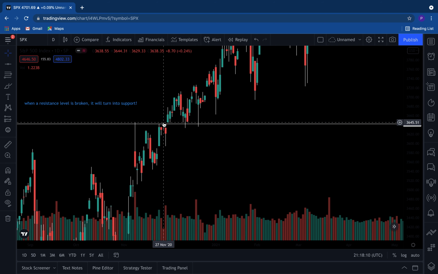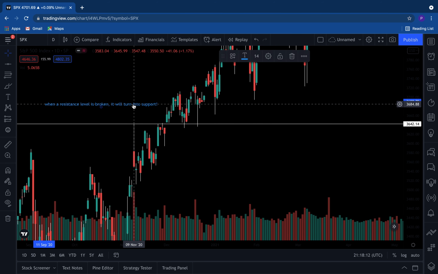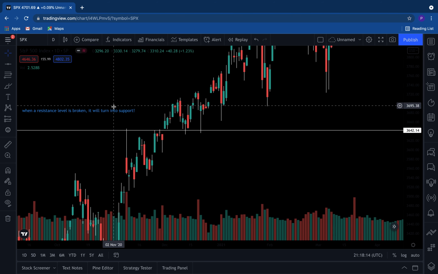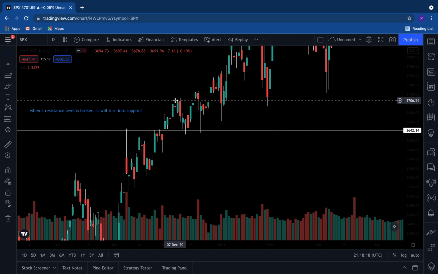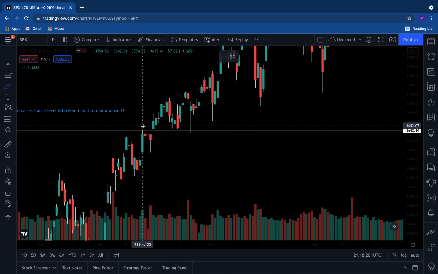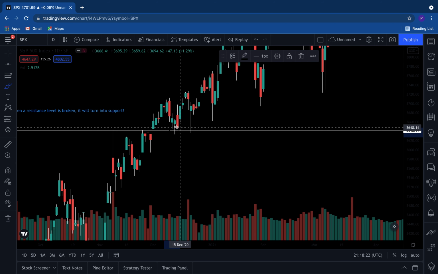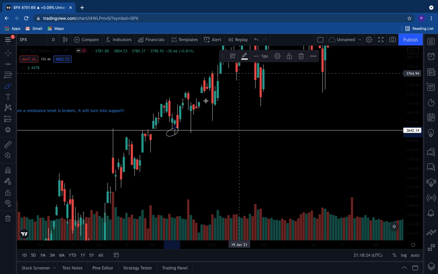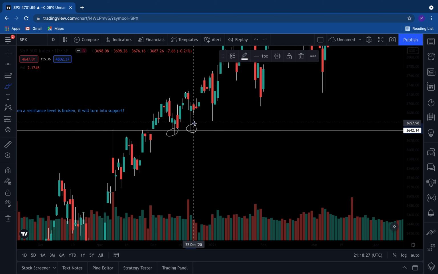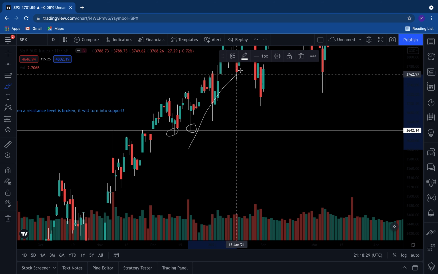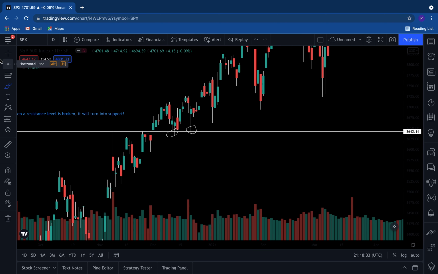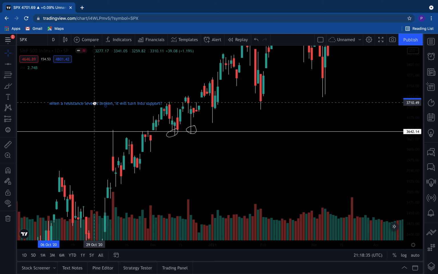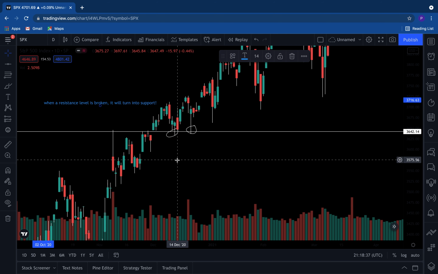We had 1 touch, 2 touch, 3 touch. What happens once the buyers manage to break through? Buyers managed to break through. We came down and we retested this level. That's another phrase, a retest, right? And we pushed higher, right? We pushed up, right? After that retest. So previous resistance turned into support.